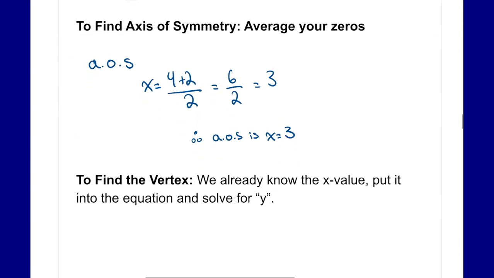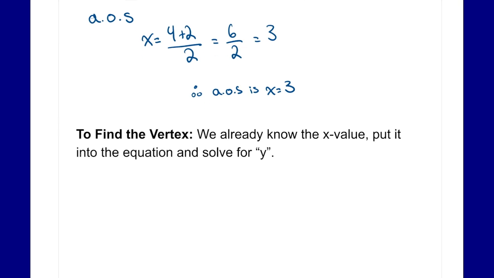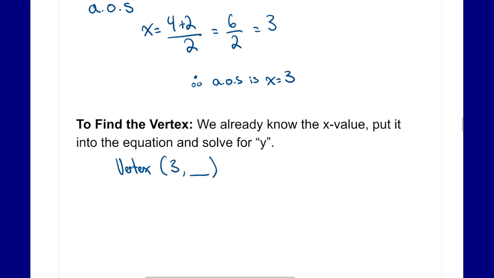Now that we have the axis of symmetry, we can actually go through and find the vertex, right? So we already know what the x value of our vertex is, and we got that when we found the axis of symmetry, right? We know that the axis of symmetry is that vertical line that goes through the vertex, so that means the x value of our vertex has to be the same as that axis of symmetry, or 3. Now we just need to find the y value. But if we know one coordinate, I can plug that coordinate in and find the other value.